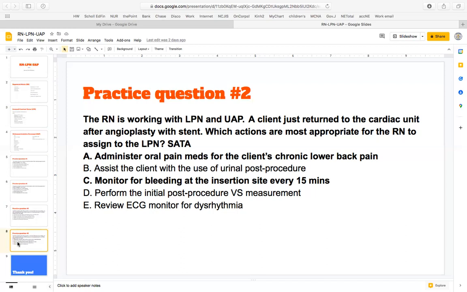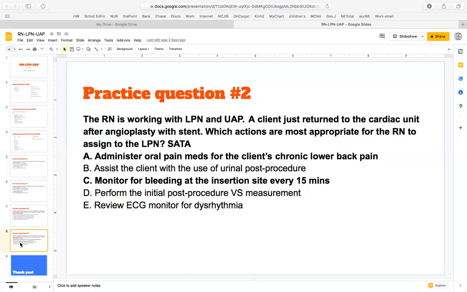LPN is for monitor. B, assist the client with the use of urinal post-procedure. This is perfect for UAP. We already said we're going to assign somebody with a role, right? Can LPN assist client to use urinal post-procedure? Yes, they can, but we have a UAP. We should assign UAP something, right? So everyone has their own job so that we can divide up the work, right? It's more effective that way. Think of it like that. So UAP can do that. UAP can assist client to use the urinal post-procedure. UAP can help them get to the toilet, right? So that's not for LPN. So we don't pick that.